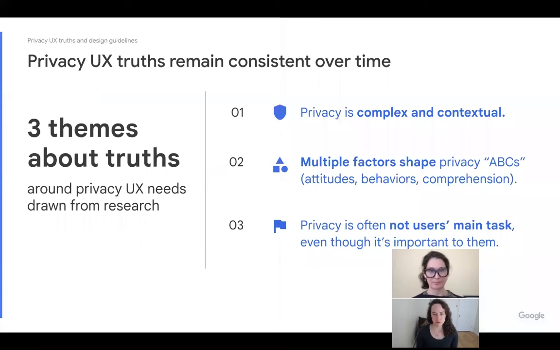So I briefly talked about 2 people from different time periods, and hopefully you noticed some overlapping themes in their privacy needs. To help address these overlapping needs, we can focus on specific UX truths that remain consistent over time. So first, privacy is complex and contextual. Second, users' understandings of our systems are shaped by folk models drawn from the environment and interactions with their systems. And third, privacy is often not a user's main goal, even though it's important to them.